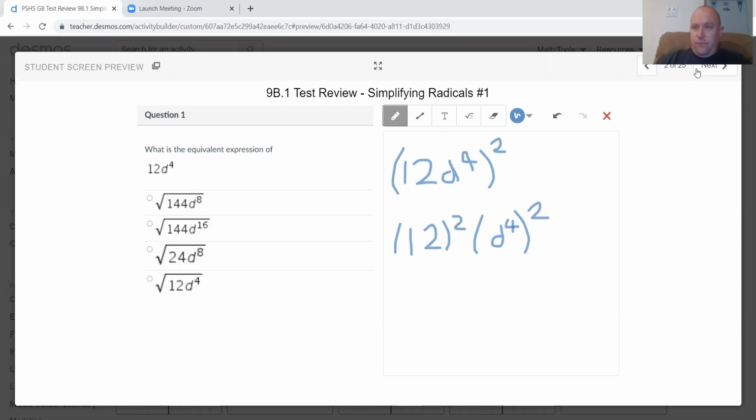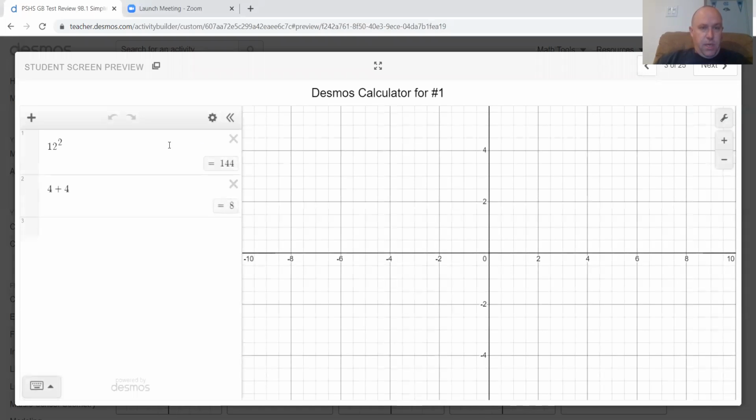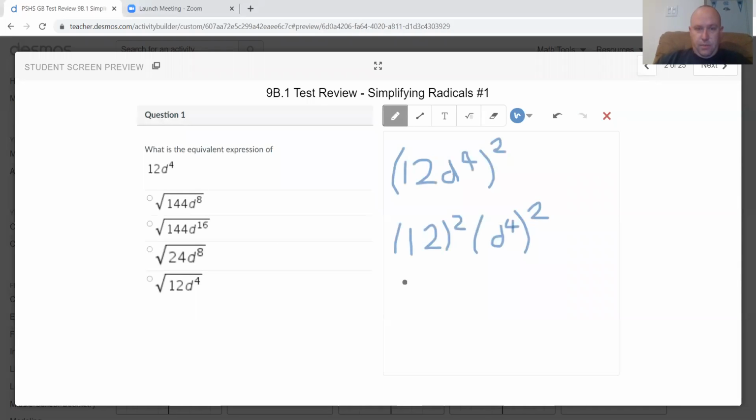Anything we're not sure of, we can obviously just check on Desmos. So I did here, 12 squared is 144. So I already typed that one in. So I can already see it's between the first two. Of course I have to put the square root back around this because this is the original question. And then power to a power, you just multiply these together. So 4 times 2 is 8.